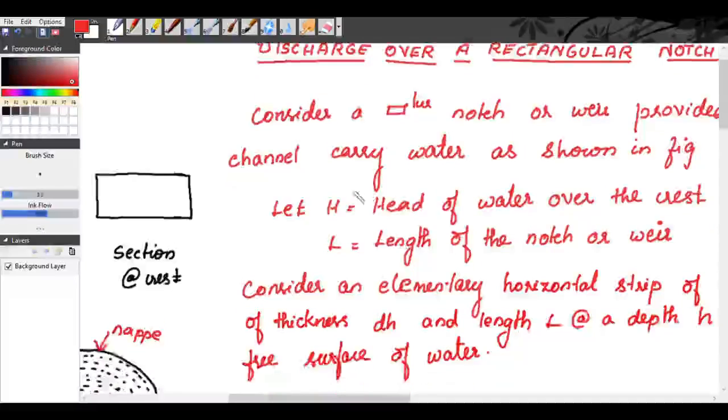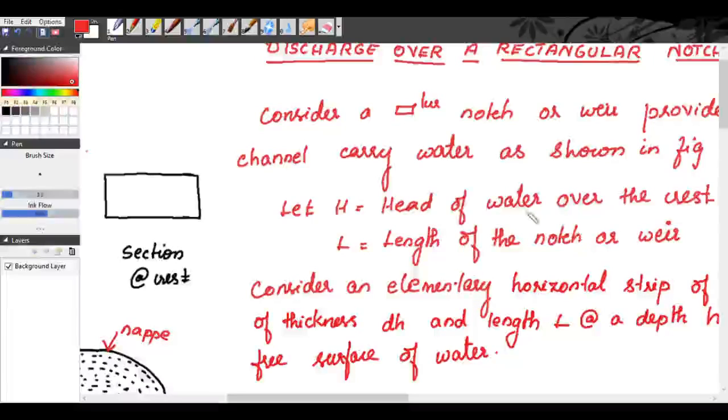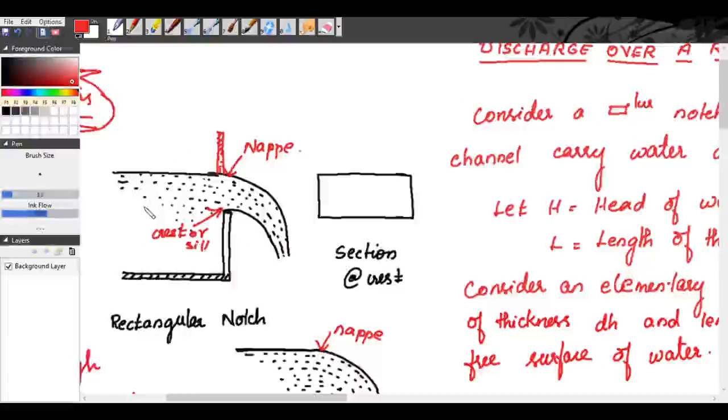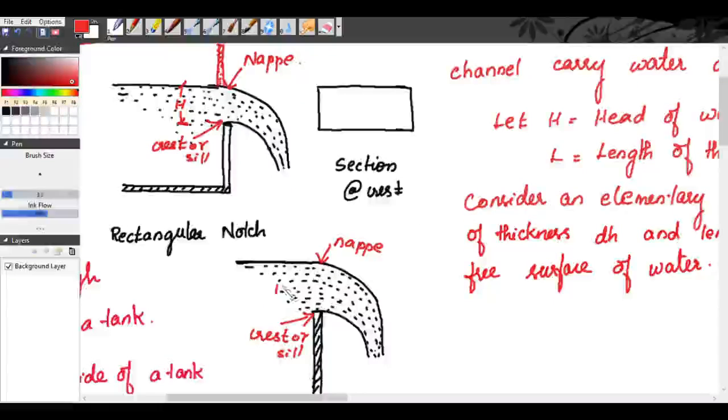Now you are defining two variables. H is the head of water over the crest and L is the length of the notch or weir. So we will define H and L. This is H. H is nothing but the head of water over the crest. So this distance is H.